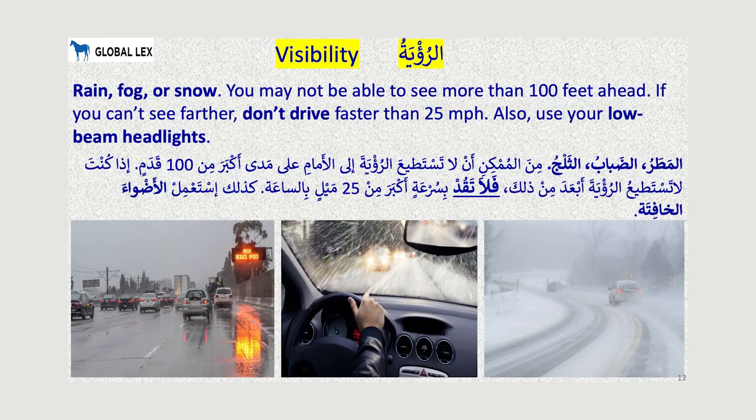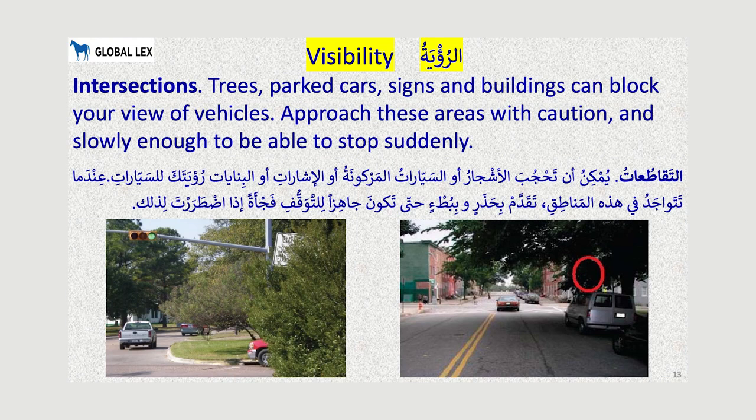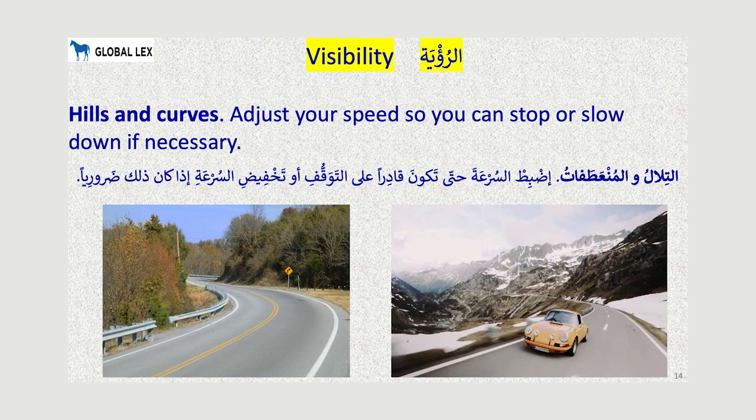Rain, fog, or snow. You may not be able to see more than 100 feet ahead. If you can't see farther, don't drive faster than 25 miles per hour. Also, use your low beam headlights. Intersections. Trees, parked cars, signs, and buildings can block your view of vehicles. Approach these with caution and slowly enough to be able to stop suddenly. Hills and curves. Adjust your speed so you can stop or slow down if necessary.